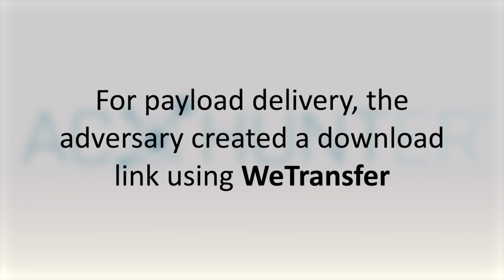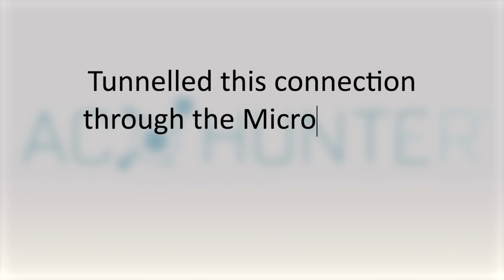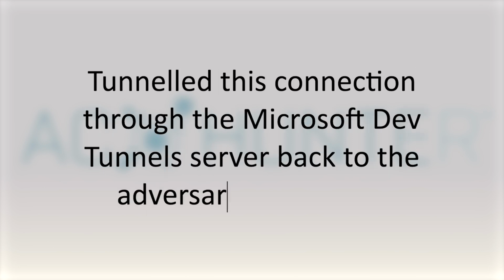Using their shell access, the adversary downloaded and executed the payload on the victim's system. The payload connected to the local listener, which was mediated by the trusted MS DevTunnel process. It then tunneled this connection through the Microsoft DevTunnel server back to the adversary's C2 server. This setup established a robust C2 channel that appeared as legitimate outbound HTTPS traffic to Microsoft infrastructure, while providing the adversary with the enhanced capabilities needed to pursue their broader campaign objectives.